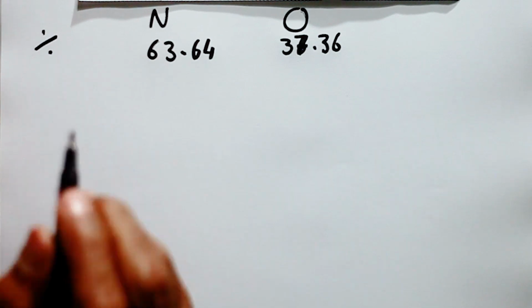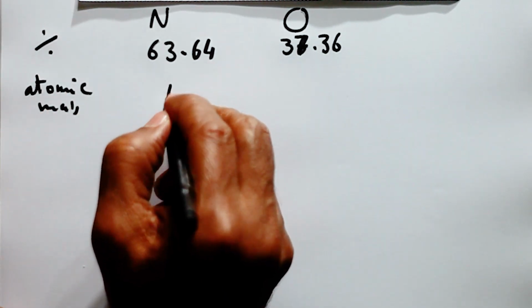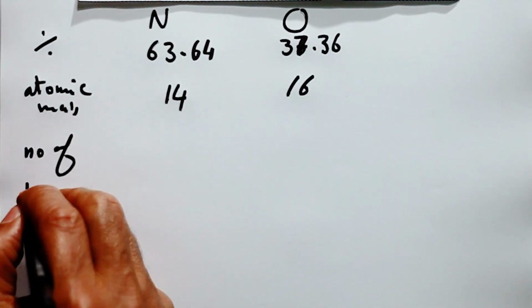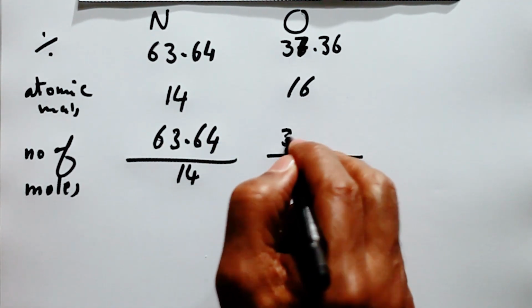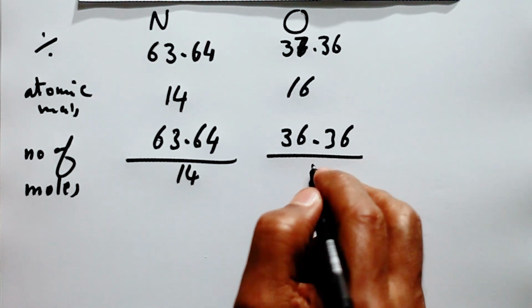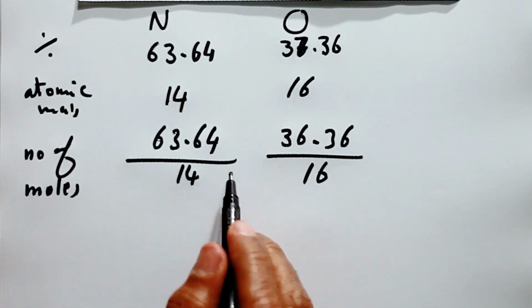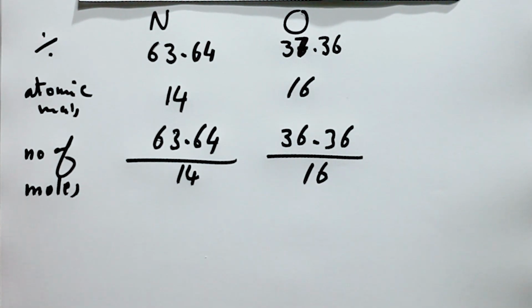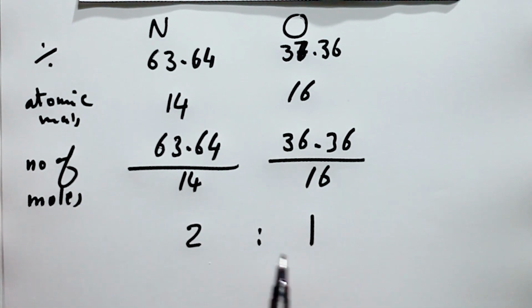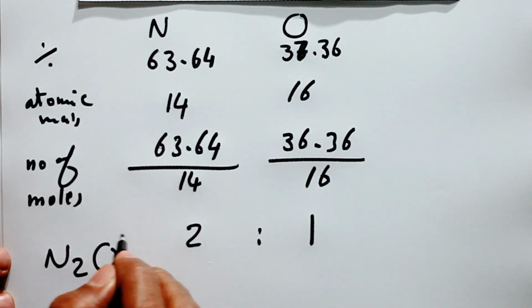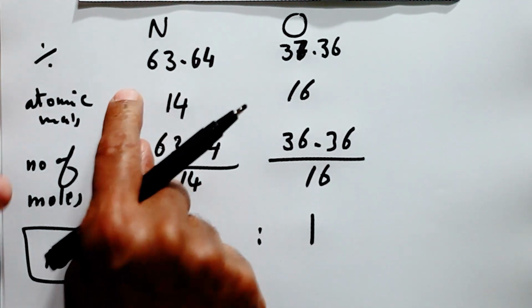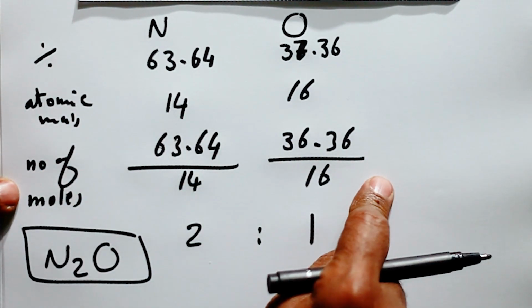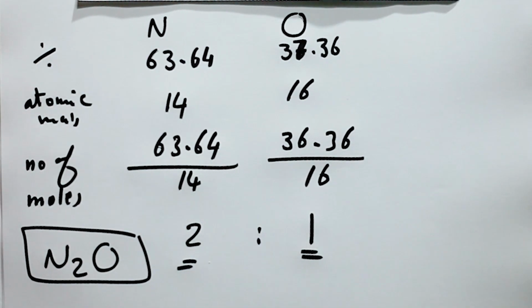equal to 36.36. Step 1, percentage. Step 2, atomic mass: nitrogen 14, oxygen 16. Number of moles: nitrogen 63.64 over 14, oxygen 36.36 over 16. We calculate the number of moles and simplify until it reaches 2, 2, 1. 2, 2, 1 means the formula N2O. This is how we can write the formula by using percentage. First step, percentage. Second step, atomic mass. Third, we calculate the number of moles until it reaches the simplest number.